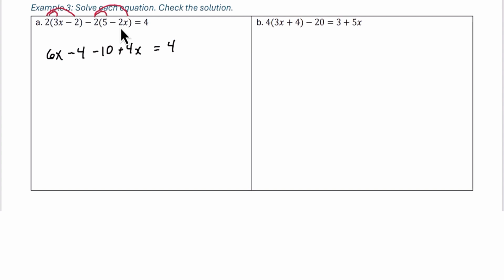After we distribute, notice that we can combine like terms. 6x plus 4x are all on the left side. We can combine those to get 10x. We also have negative 4 minus 10. Combine those to give us negative 14. And that equals 4. Now recognize that your variable x is on the left side. We now need to move the constants to the right side. So we can add 14 to both sides.